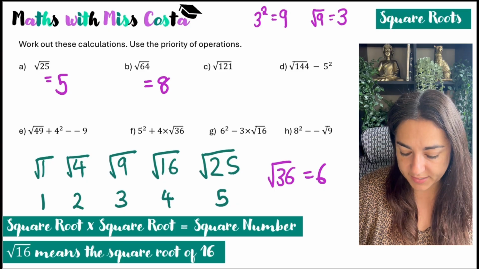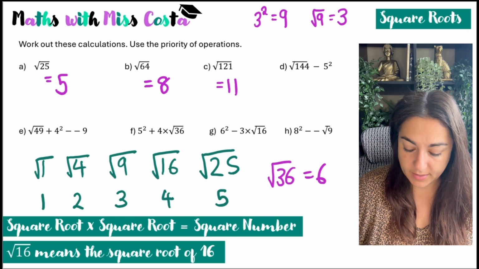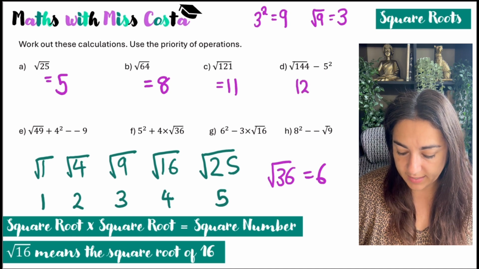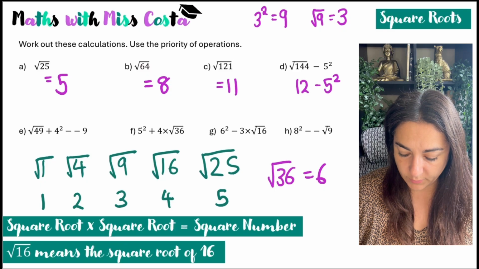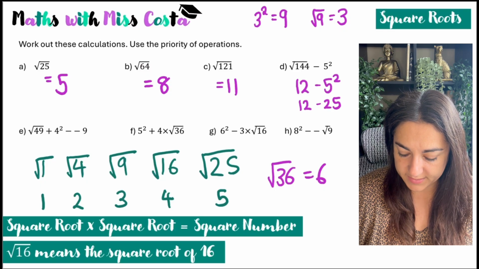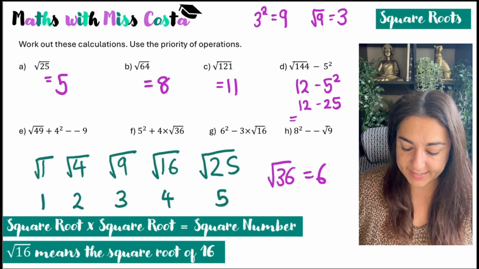The square root of 121 is 11. The square root of 144 is 12. And then I do 12 take away 5 squared. So 5 squared is 25. So I'm going to have to do 12 take away 25. And that's a little bit tricky.